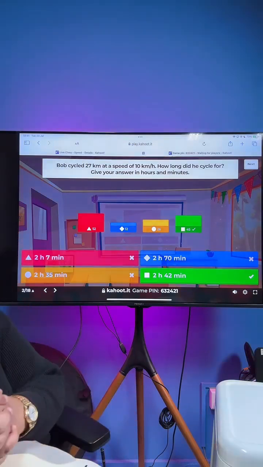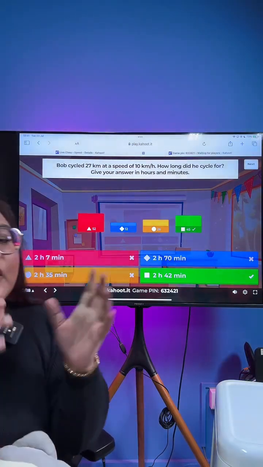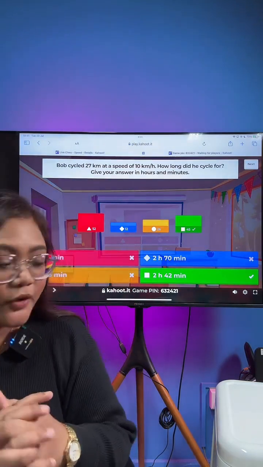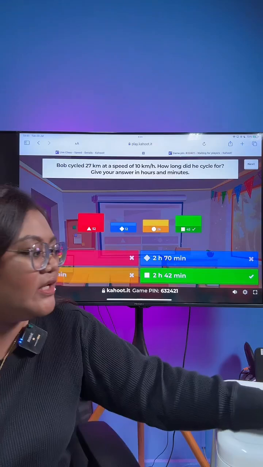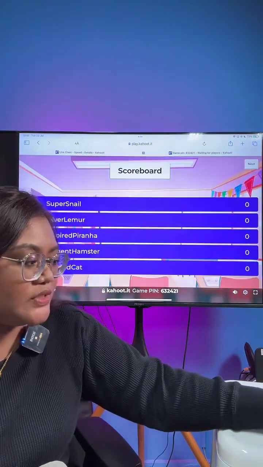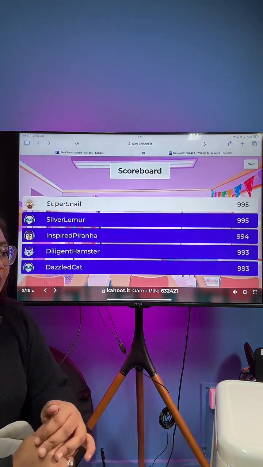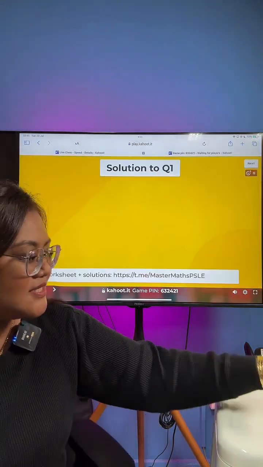Okay, ooh, quite a number of you have gotten this wrong. Now, when you use your calculator, guys, when you type in the answer, it shows 2.7, but that doesn't mean 2 hours and 7 minutes, okay? Let's see the correct answer. For now, Super Snail, congratulations.